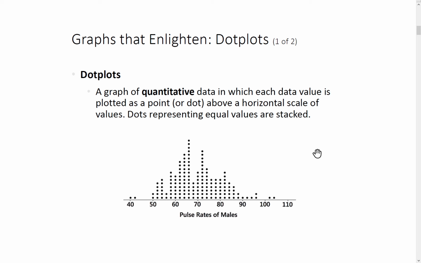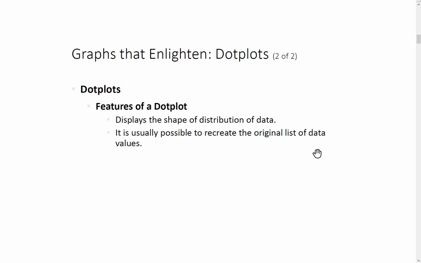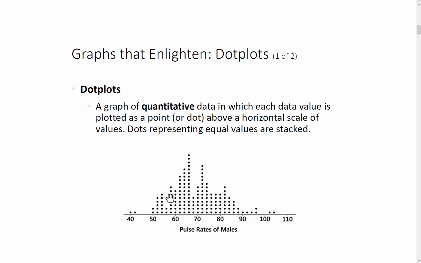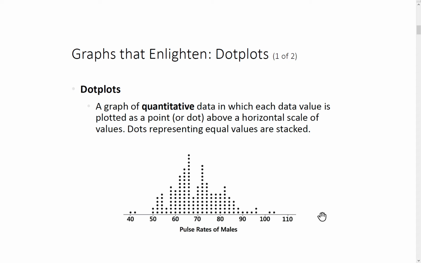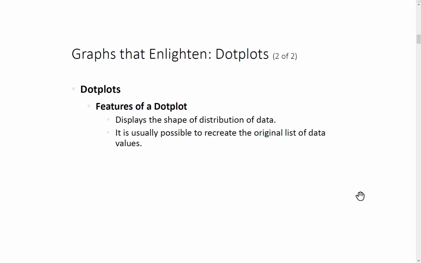A dot plot displays the shape of the distribution of the data, and it's usually possible to recreate the original list of the data values. Like I mentioned here, you can recreate the data like 40, 41, 50, 50, 51, 51, 51, 51, 51, and you can keep repeating. The data we're dealing with here is finite, but sometimes it could be a very huge number of data, so sometimes it's possible to recreate the original list of the data values whenever we need it. Okay, that's called dot plots.